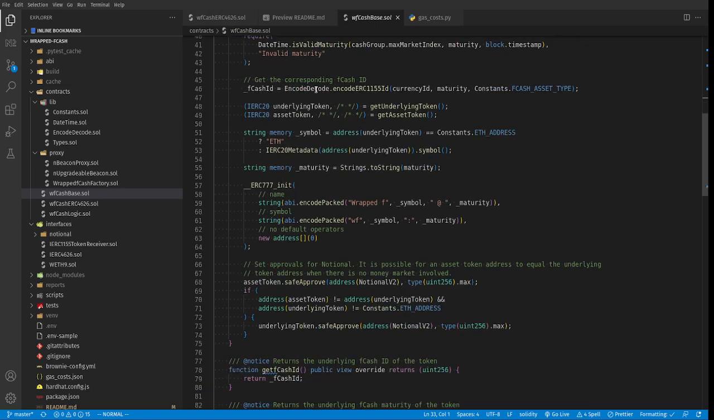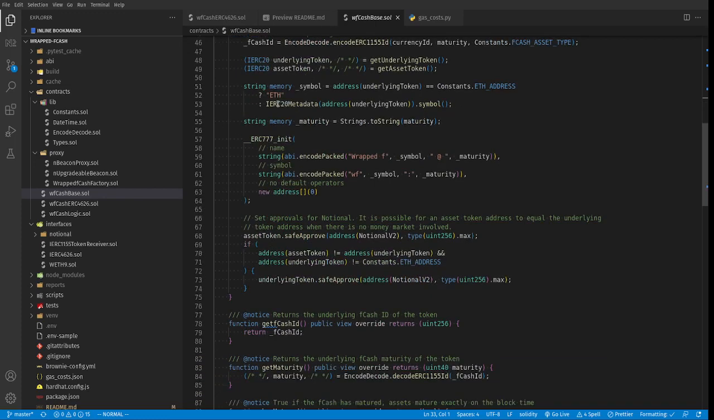Once we get that, we'll encode the assets, and then we'll get the underlying token and asset token. So the underlying token will be like DAI, USDC, WBTC, etc. The asset token here refers to the money market token that fCash settles to. So that will be cUSDC, cDAI, cETH, cTokens essentially.